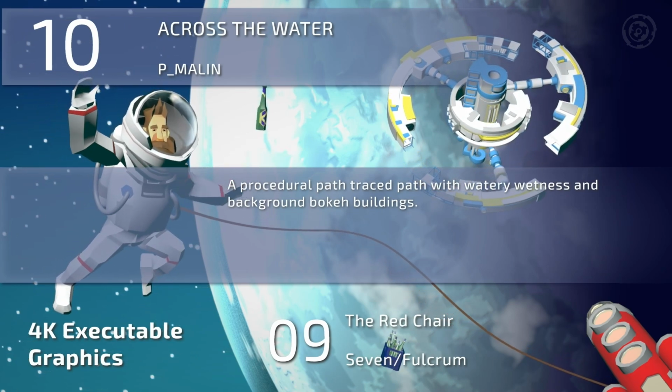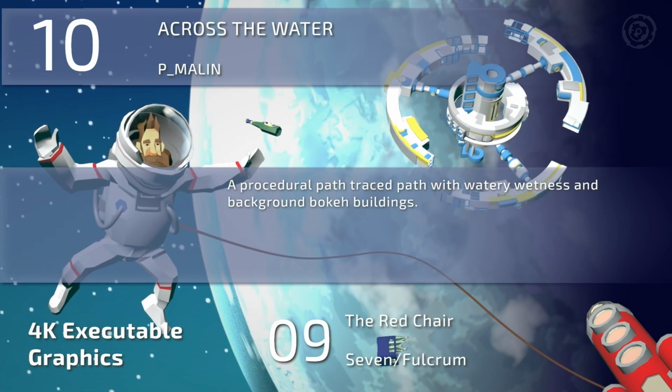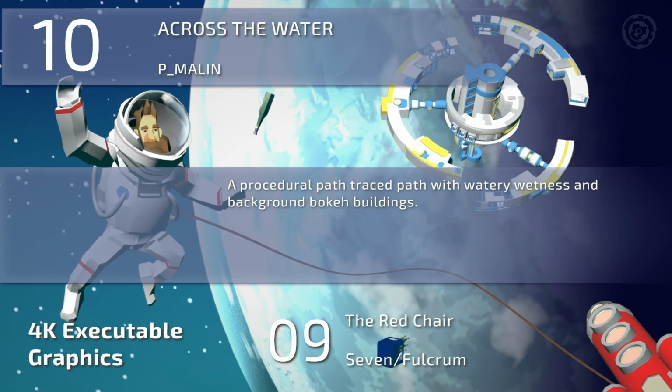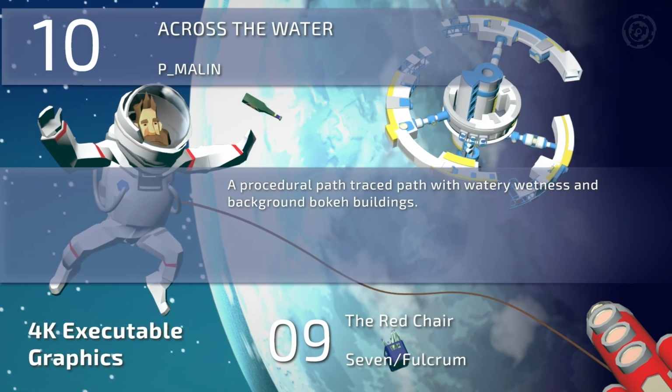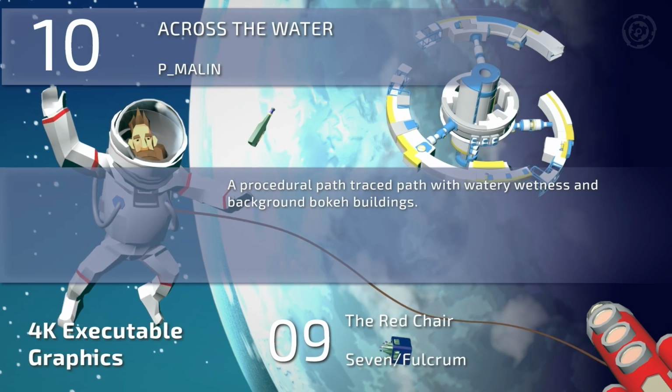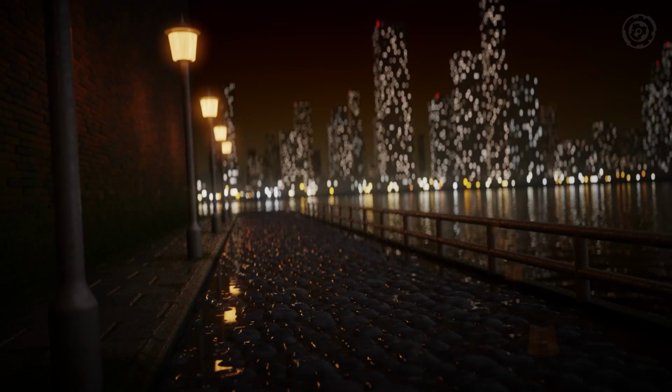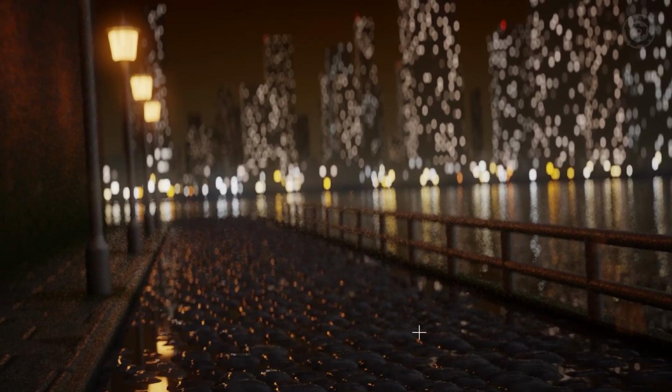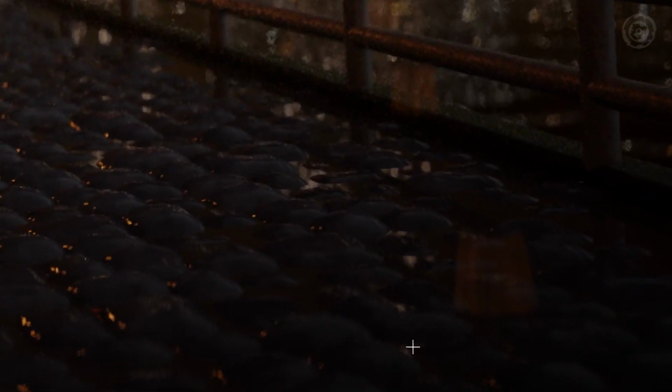Number 10, Across the Water by P. Malin. This was the person responsible for Caponate last year, which is what I was thinking of with the edible. Nice street scene there. Or by the canal, anyway. Canal, river. Actually, no, it's probably a bay, isn't it?